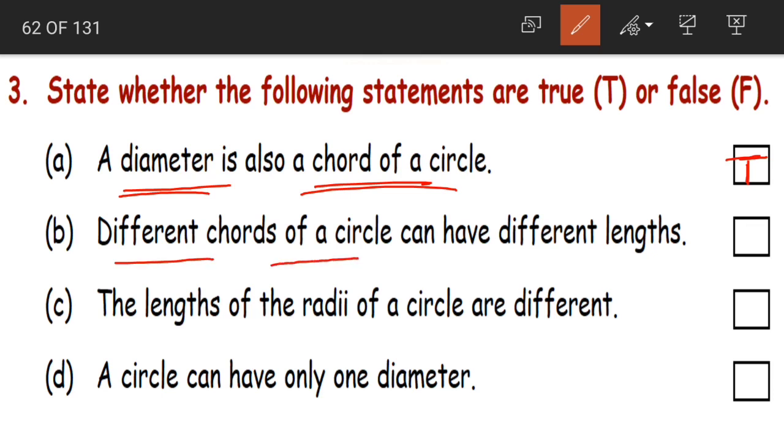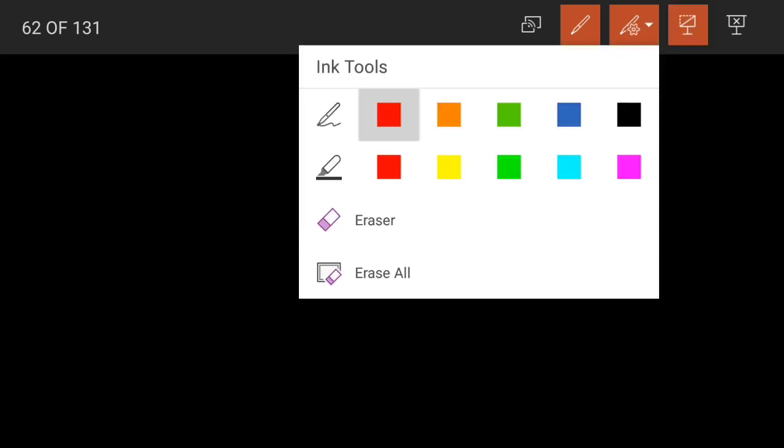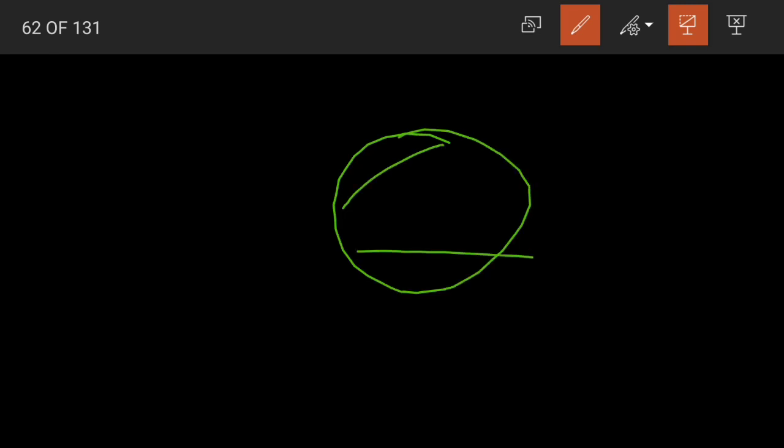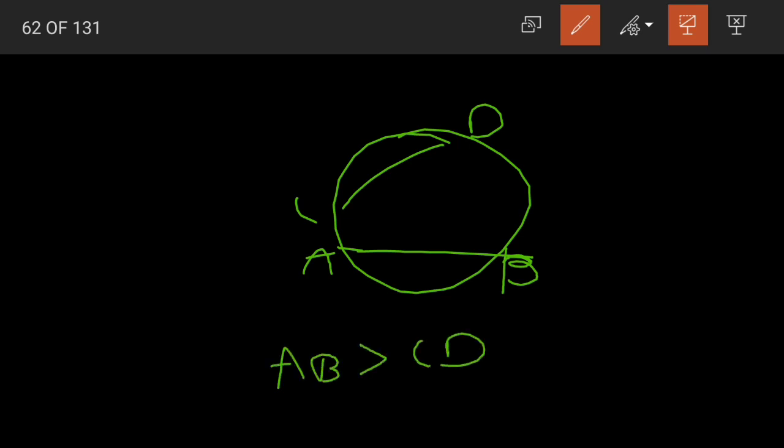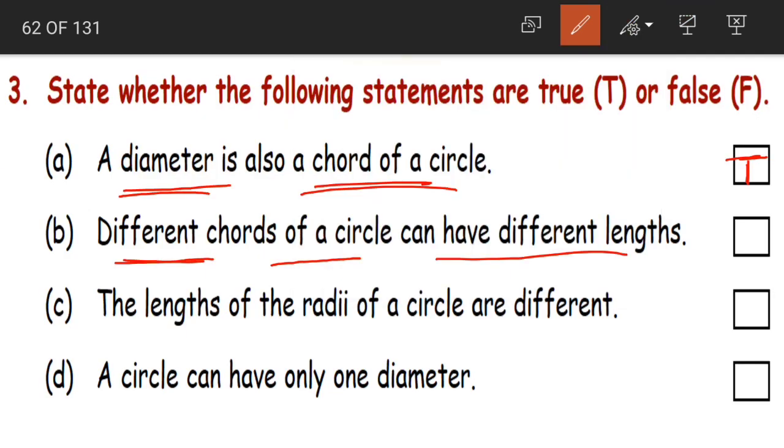Next, different chords of a circle can have different lengths. See, these are two examples. Let us say this is chord AB and chord CD. Do you think the lengths of both these chords are the same? No, AB is probably more than CD. So what can we prove from this? Different chords of a circle can have different lengths. Yes, this is true.